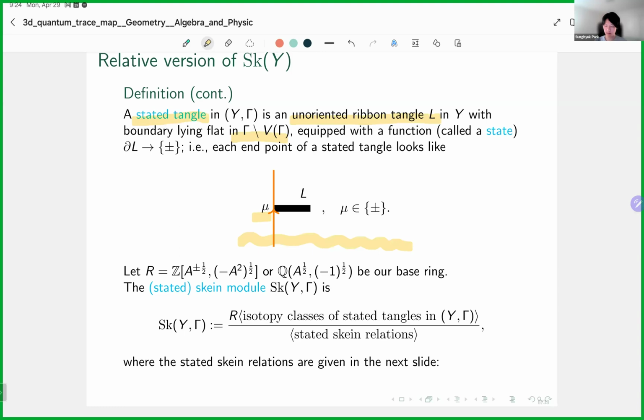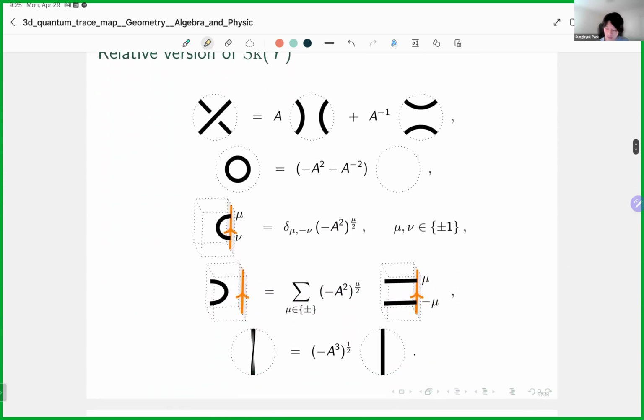Okay, to define this, we need to slightly enlarge our base ring. Now we're going to have to use the square root of A and also the square root of minus A squared. Oh, sorry, it should be plus minus. Anyway, the stated skein module of this pair Y and gamma is defined basically in the same way as we define the skein module. We first take the free R-module spanned by isotopy classes of stated tangles in this boundary-marked three-manifold, and we mod out by stated skein relations. The relations that we mod out by are given in this slide.